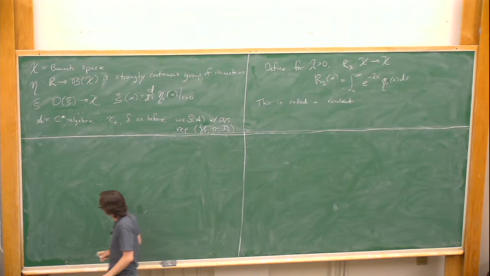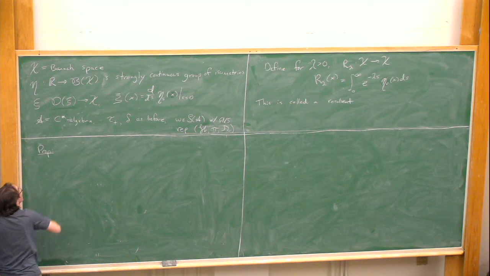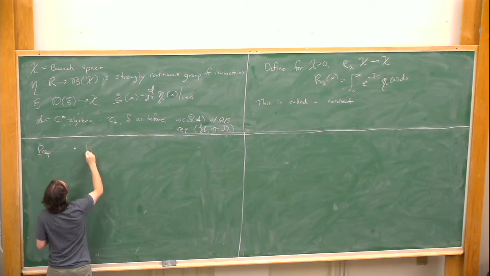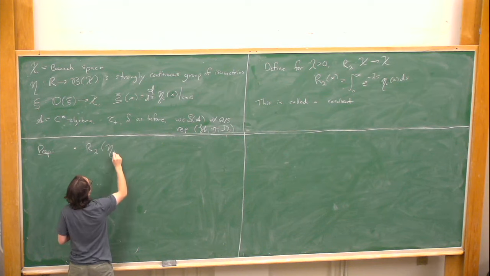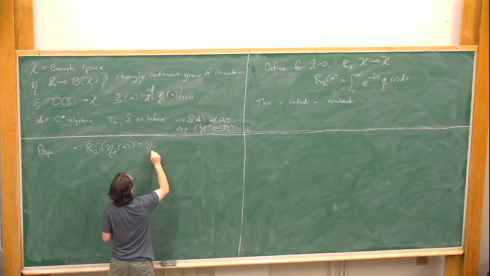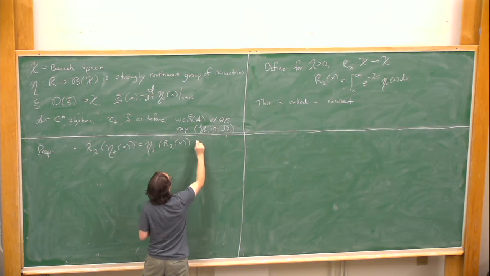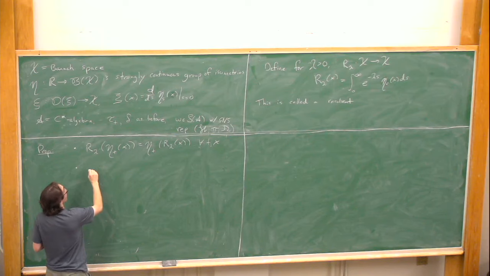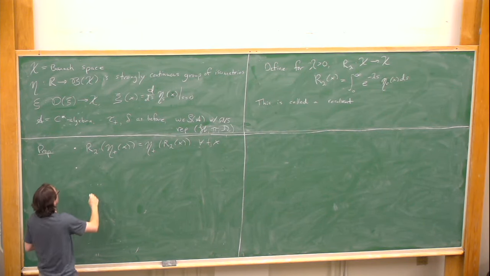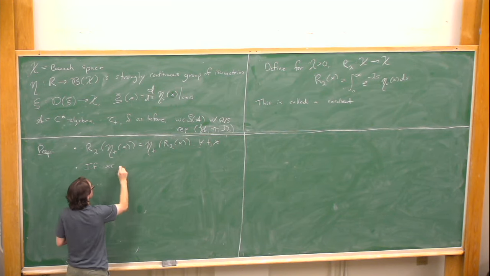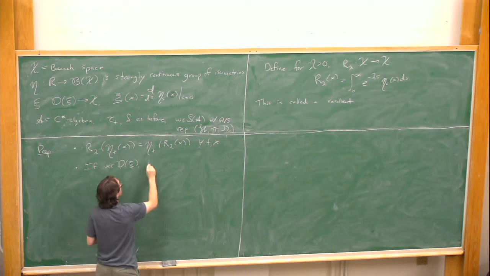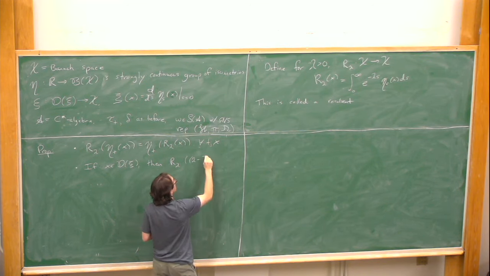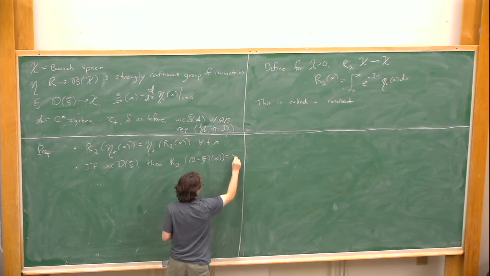This is a very useful tool because it plays very nicely with the generator, Xi. So some properties. R lambda, first of all, commutes with the automorphism group, or the isometry group. And then the reason it's called a resolvent is because it's an inverse for lambda minus Xi. So if x is in the domain of Xi, then R lambda of lambda minus Xi of x is x.